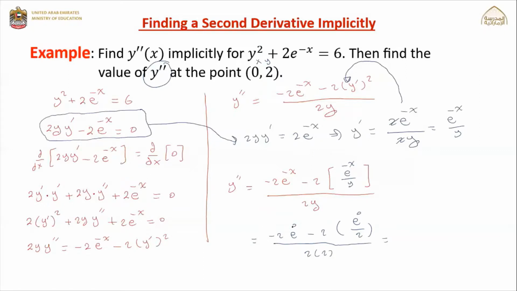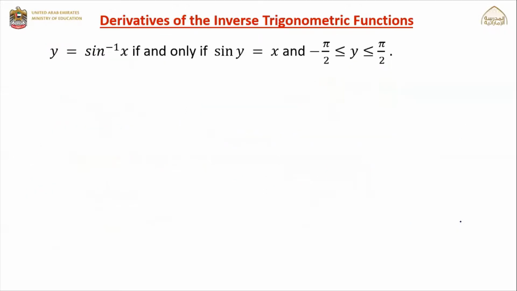So the result is e to the power 0 is 1. So here negative 2. E to the power 0 is 1. 2 over 2 it's 1. So negative 1 over 2 times 2 it's 4. So the final result is negative 3 over 4. The value of y double prime at the point 0 and 2 is negative 3 over 4.